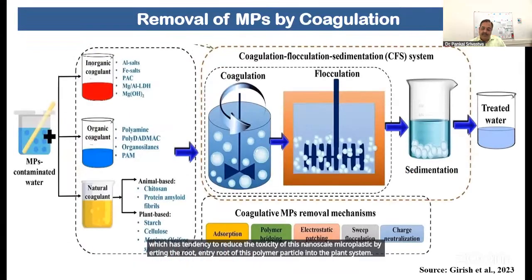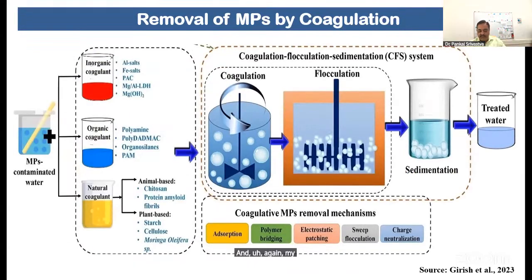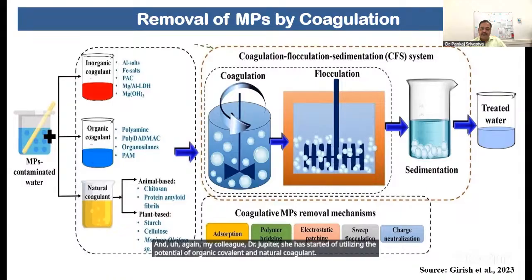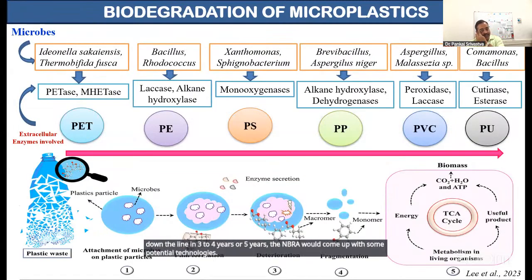And again, my colleague Dr. Anju Patel has started utilizing the potential of organic and natural coagulants for the removal of microplastic with the approach of coagulation, flocculation, and sedimentation. So it is at a very nascent stage, and we hope that down the line in 3 to 4 years or 5 years, the NBRI would come up with some potential technologies.